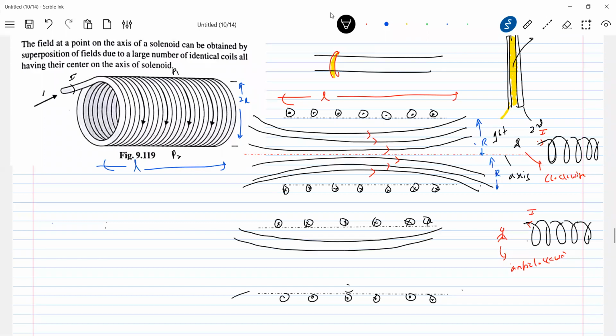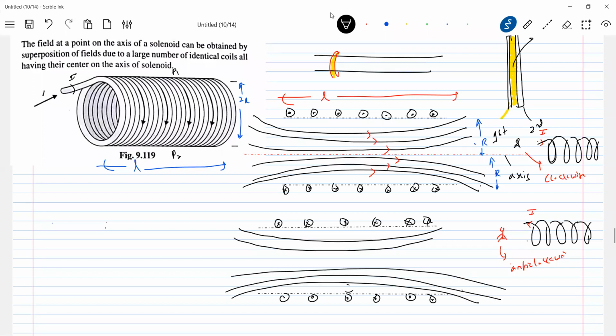And this, we are not bothered about the field outside the solenoid. We are bothered about only the field inside the solenoid. That's the axis. So the direction of B bar depends on the current: clockwise in the helix, anticlockwise in the helix.